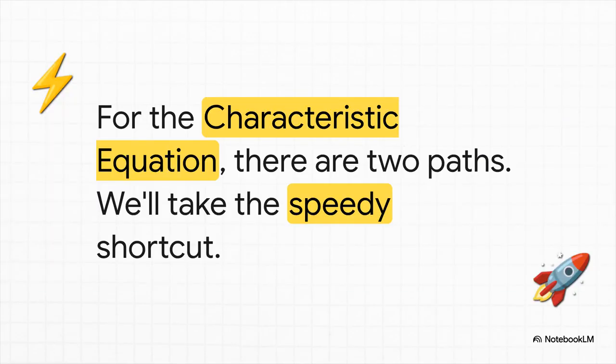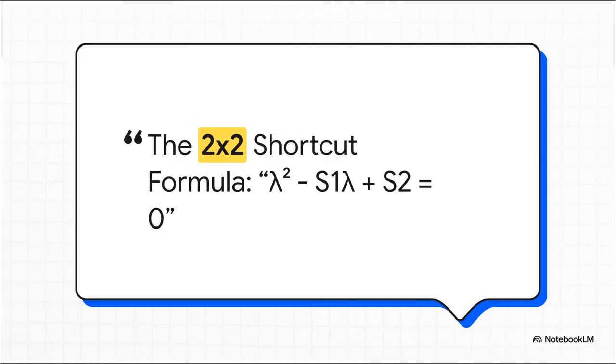Now look, you could find the characteristic equation the long way, but who has time for that? We're all about working smarter, not harder. So we're going to use this awesome shortcut that works for any 2x2 matrix. And this is the magic formula. Seriously, commit this one to memory. It'll save you so much time. It's lambda squared minus s1 times lambda plus s2, all equal to 0.